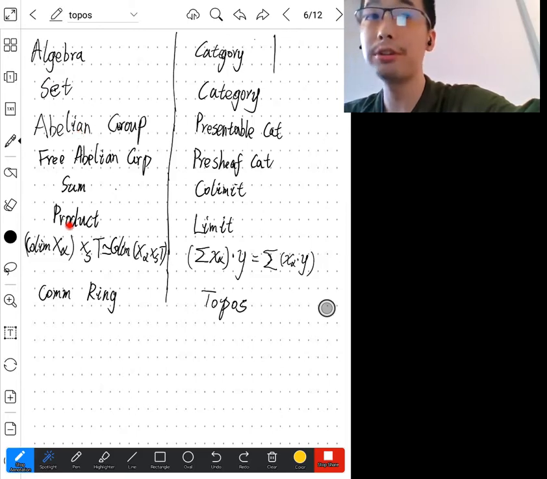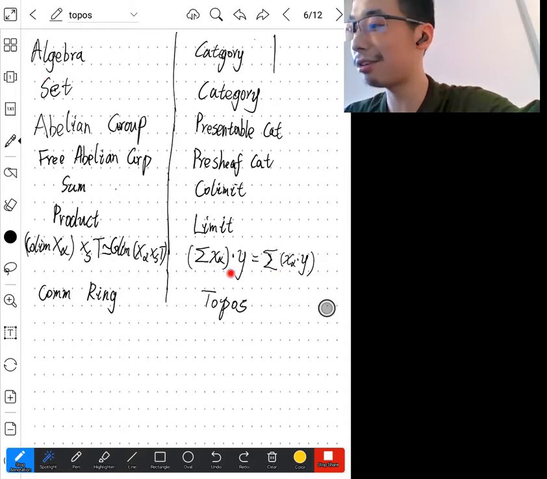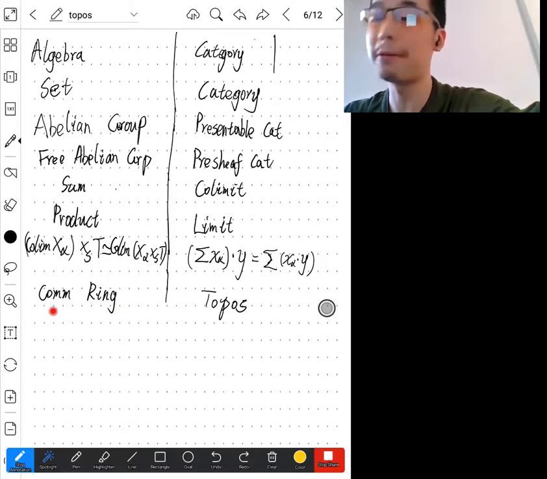So again, you can have the notion of a product, and we want the product to have some distribution rule, right? The sum of the x_i times y is equal to the sum of each x_alpha times y. So this is a distribution rule. If the product has this kind of distribution rule, we think of this as a commutative ring, right? So that's how we get from the set to the commutative ring.